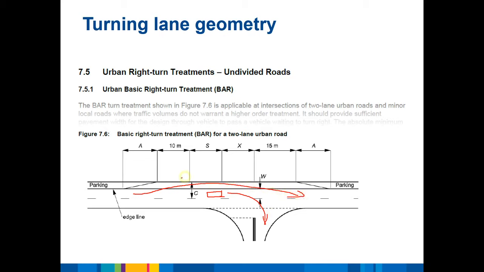That's all that the auxiliary right turn treatment is there for. It's basically just a bit of extra room to move around, and it's reasonably cheap construction. You don't have to do a lot to make this happen. It's just a bit of extra shoulder widening, really.